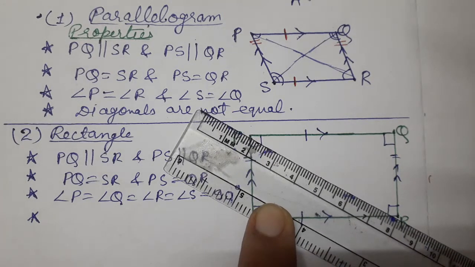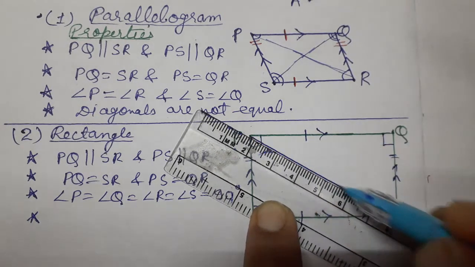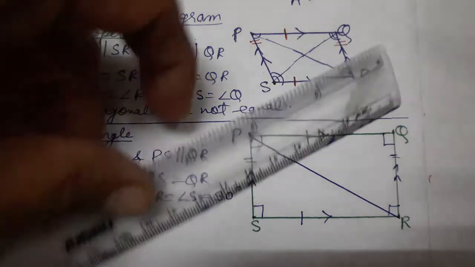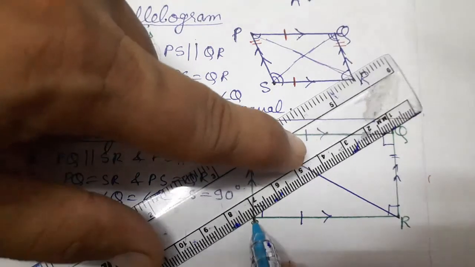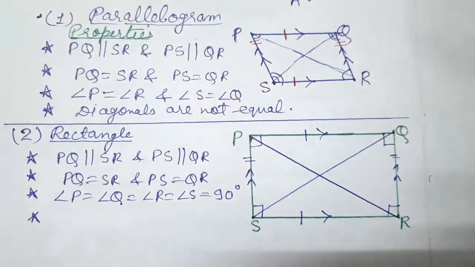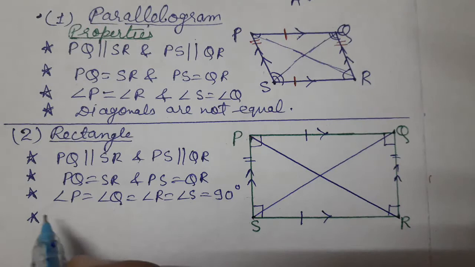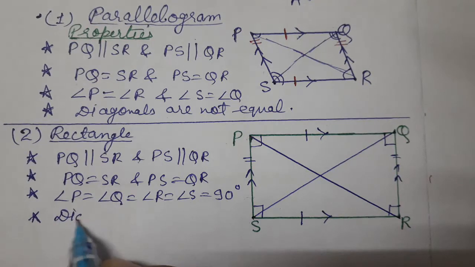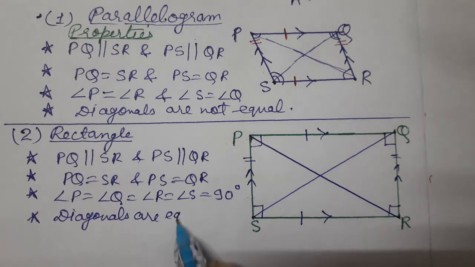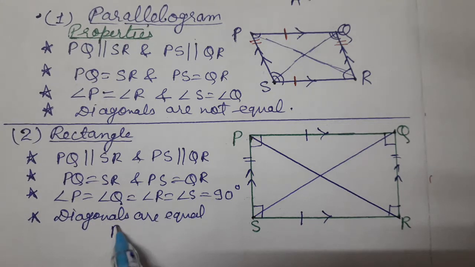We can make diagonals. This is first diagonal PR and it equals SQ. So write, diagonals are equal. PR equals SQ. So this is a rectangle. Now we'll study another one.